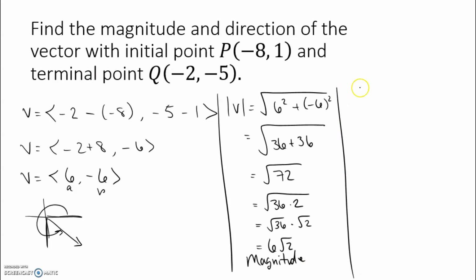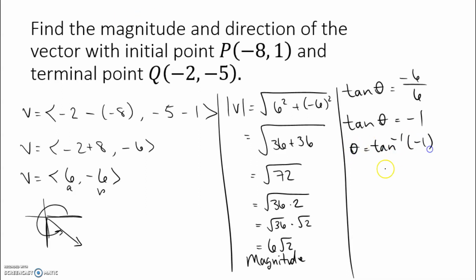Okay, and then we're going to find the angle. So tangent of theta is equal to, it says b over a, so -6 over 6. So that is the same thing as -1. Theta is equal to the inverse tangent of -1, and our calculator will give us -45. We already said back here that we're supposed to be in the fourth quadrant.